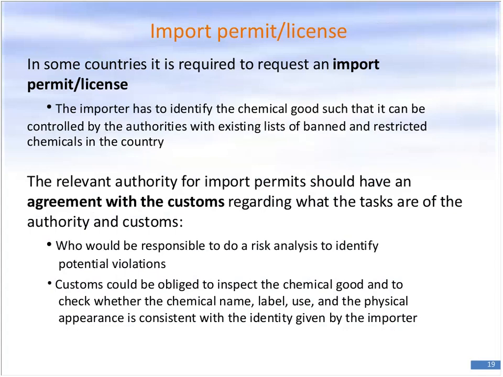But at the same time, this permit or license only works if people are not cheating, if they don't give you wrong information. Also, the people who give permits should have a very clear agreement with customs on who does what. Would customs, even if there's an import permit, do a risk analysis to identify violations or not? Anyway, customs could be obliged for permits to check the good every time, whether the chemical name on the label, the use, and the physical appearance are consistent with the identity given by the importer.